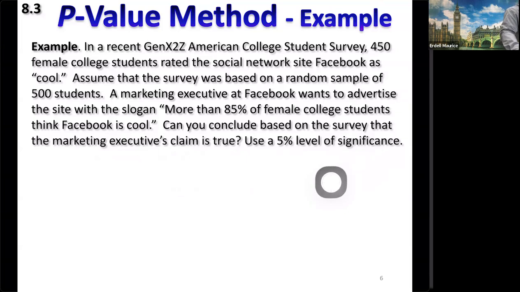All right. So first things first, do you understand what they're trying to do? They're trying to do a hypothesis test. Yes? All right. And they're trying to say more than 85% of college students think Facebook is cool. That's the basic thing right here. And then this is their evidence right here. 450 out of 500 people said so. How many people think Facebook is cool?